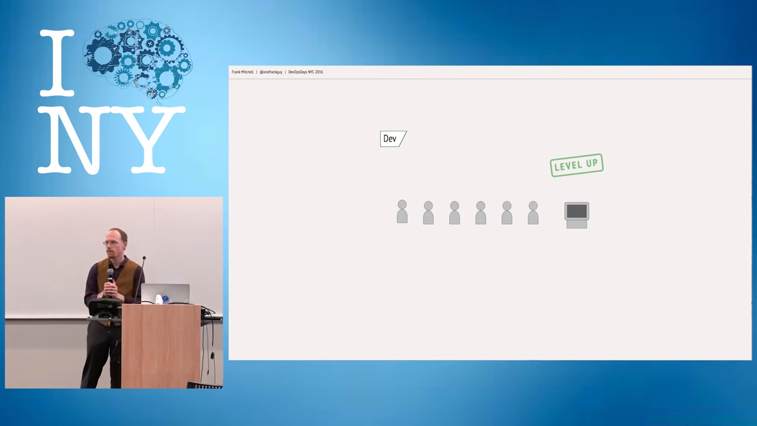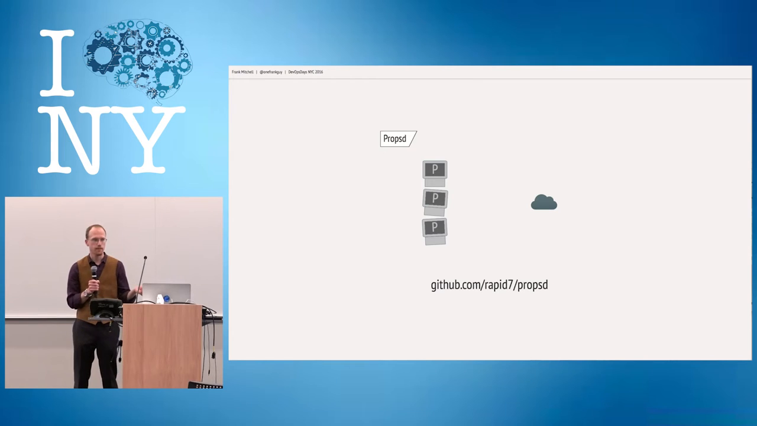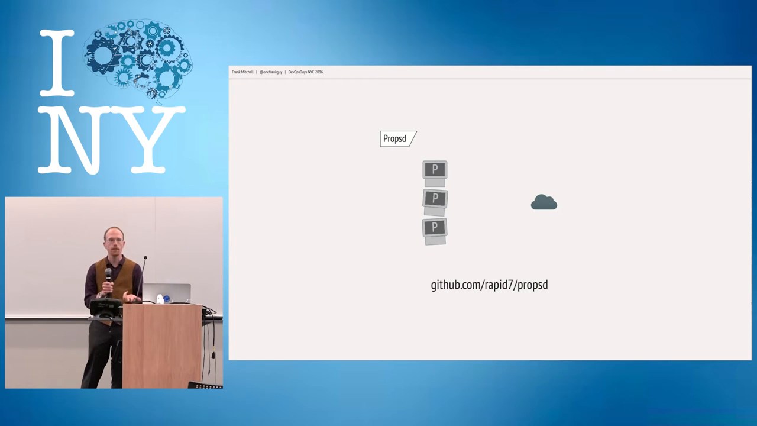So we needed to level up. We needed to move from a team of single people managing many products to many people creating one product. That product is PropsD. PropsD is a microservice that runs adjacent to a Java application, provides the same interface as Conqueso, so it would be backwards compatible, and delivers from storage services like Amazon S3 and HashiCorp's Consul that are scalable. So there's not a single point of failure.